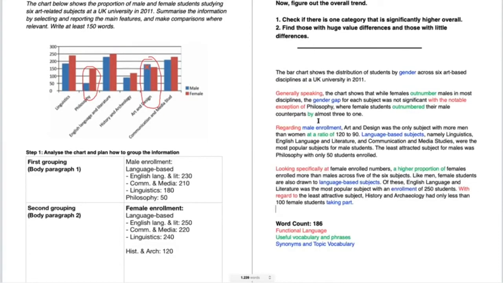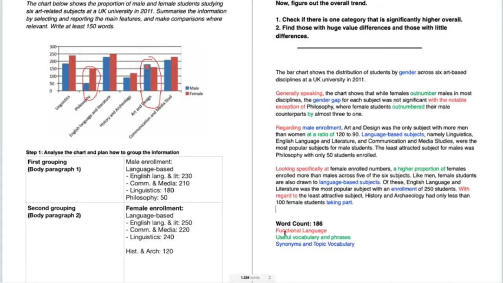Okay, and so I've cleaned it up a little bit. We see that our word count is 186, which is perfect. We had a 150 word minimum, so we have met that, and we haven't gone too far over, so we've definitely spent the right amount of time on this.